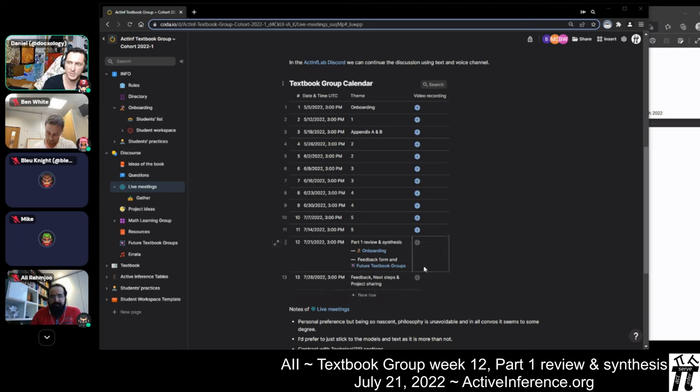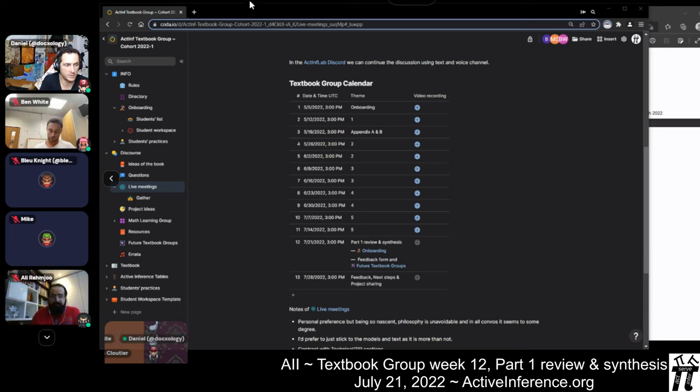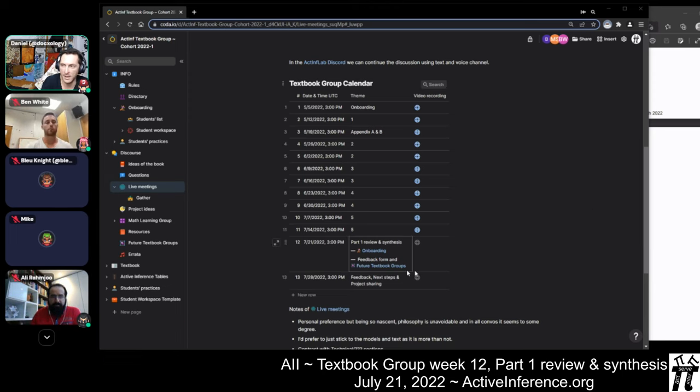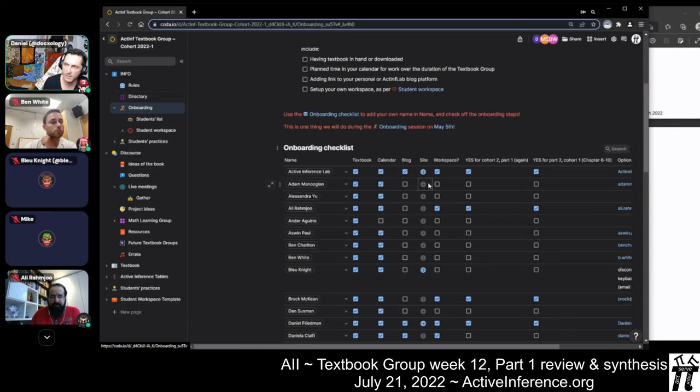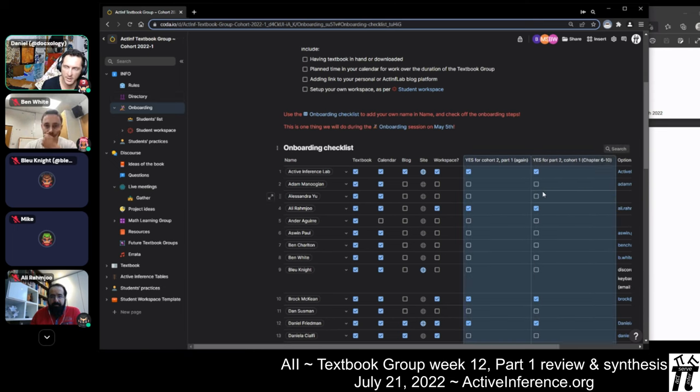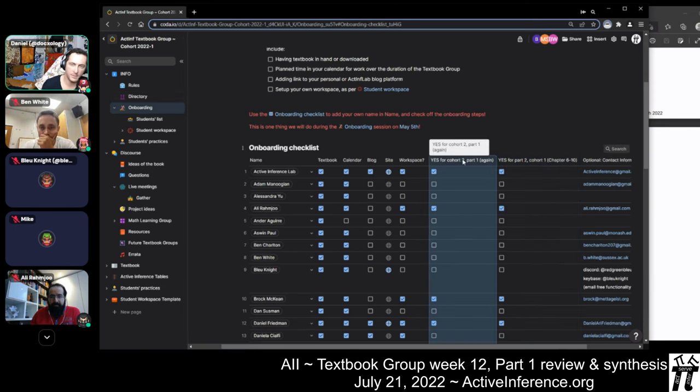So, two points of process for those who are here live and, of course, rewatching. And then we'll move to the more conceptual parts. First, in the onboarding page, you'll see these two columns. The two columns are RSVPing yes to join cohort 2, part 1, going through chapters 1 through 5, if you would like to for a second time. Many people will be just doing it for fun, or for learning, or however they want.